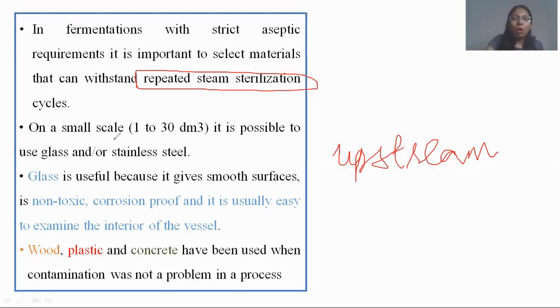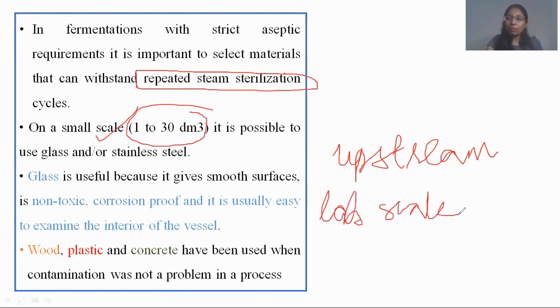Now, what do you understand by small scale? That means you are using it at the lab scale. When we talk about scale, there is the laboratory level, then we slowly go to the pilot level, and then to the industrial level. At the lab scale, only 1 to 30 liters of media is used. 1 decimeter cube is equal to 1 liter. At that scale you can use glass or stainless steel.